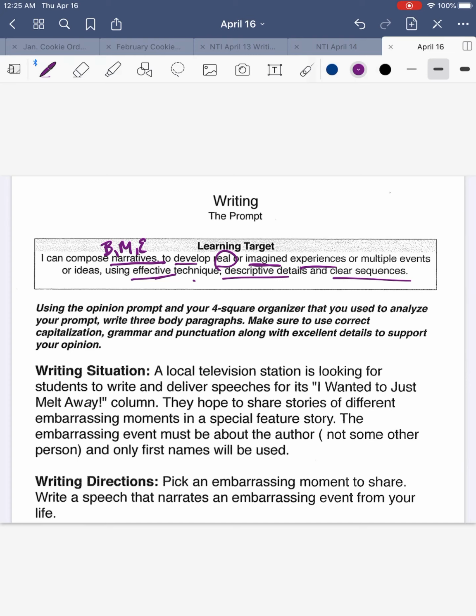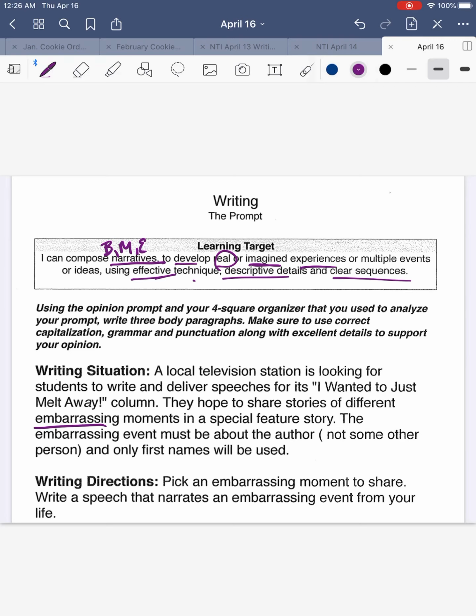Our writing situation says, a local television station is looking for students to write and deliver speeches for its I Wanted to Just Melt Away column. They hope to share stories of different embarrassing moments in a special feature story. The embarrassing event must be about the author, not some other person, and only first names will be used.